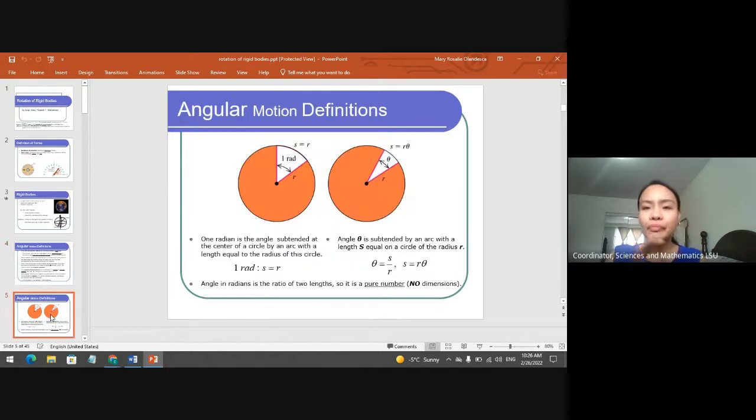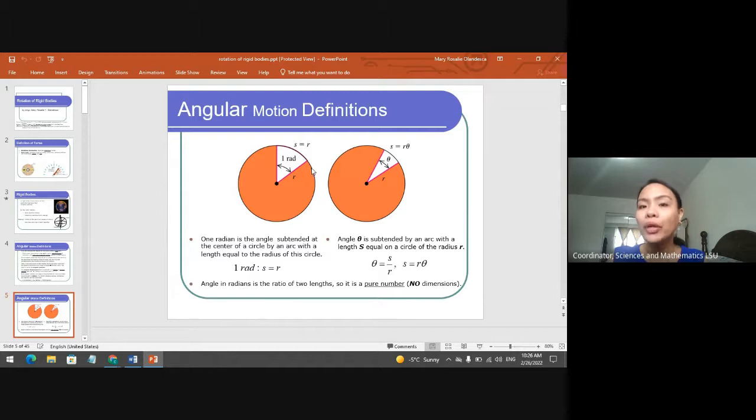All right, so this is it. We have our illustration here. We have our fixed point, which is the point of rotation, and we have our radius r, and say for example our point is here.